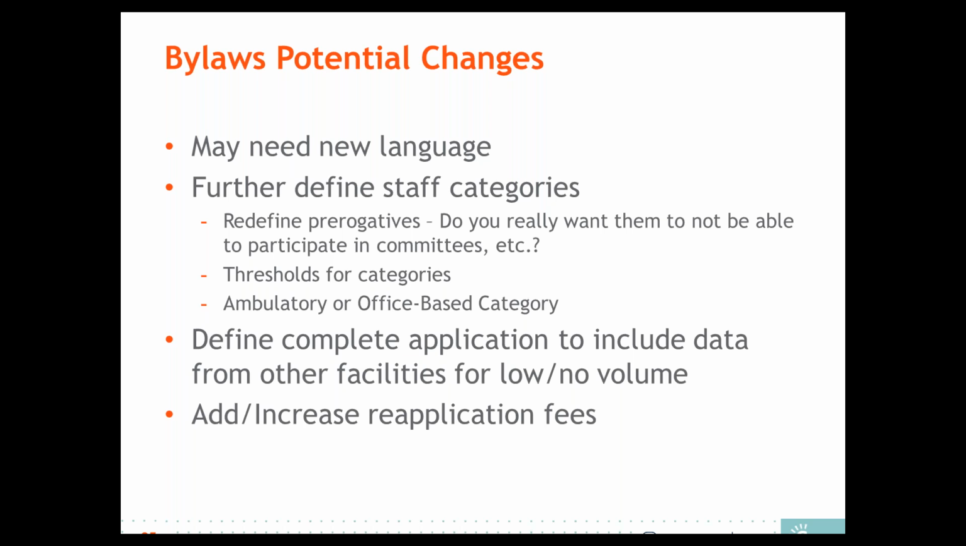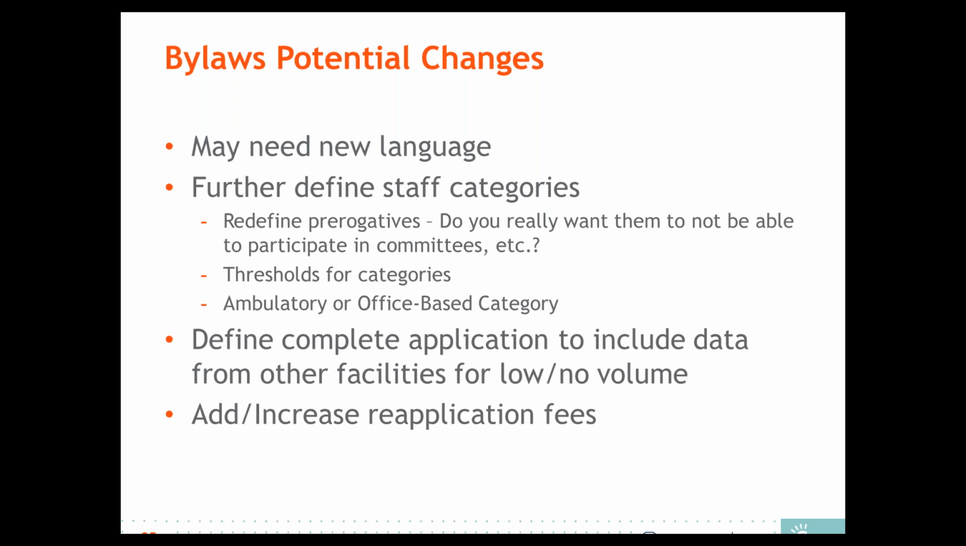If you're going to make these different changes in language, you might need some new bylaws language. If you haven't revised your bylaws in the last few years, you may need some attention to those bylaws, because the way people are practicing medicine is different now than it used to be. You had active and associate and maybe consulting staff and maybe some courtesy staff. Well, now we've got hospitalists and telemedicine and other categories of practitioners that are working. So you may need to further define your staff categories, and you may also want to redefine prerogatives.